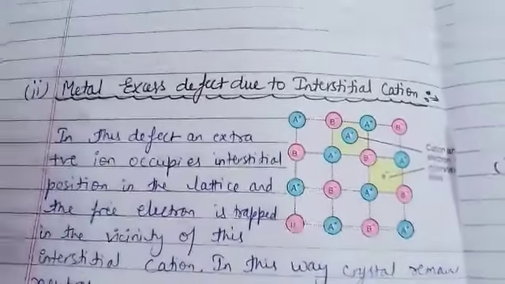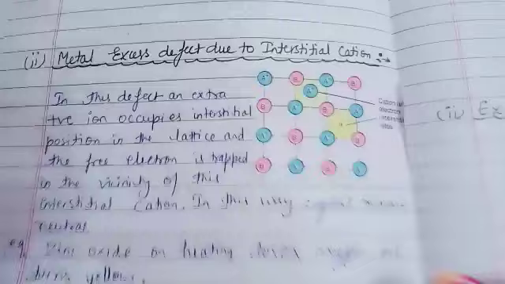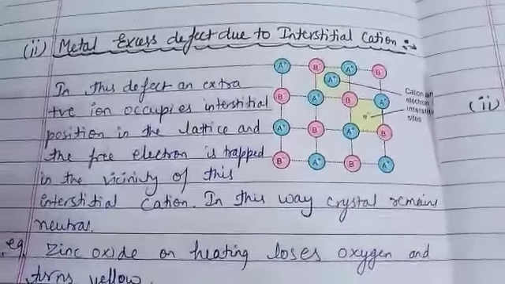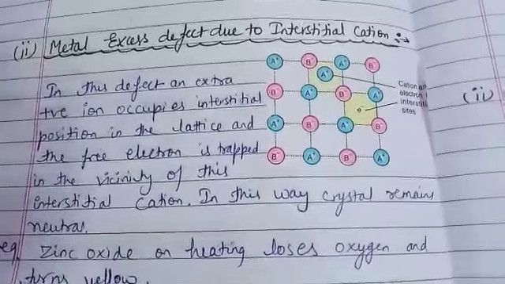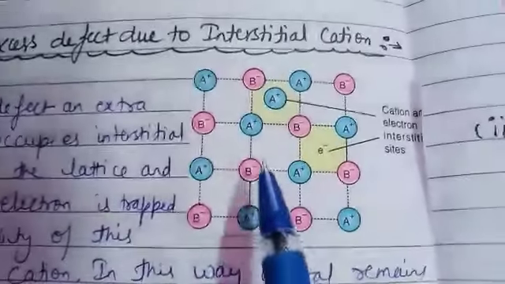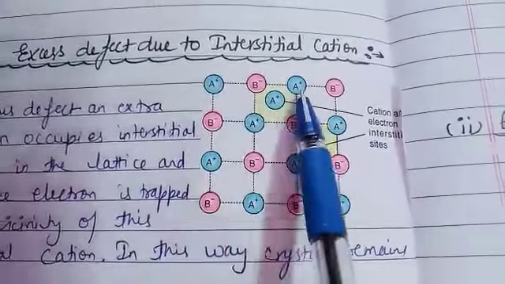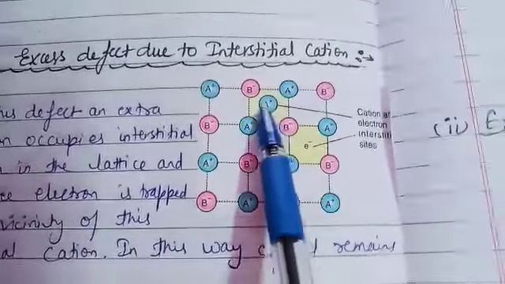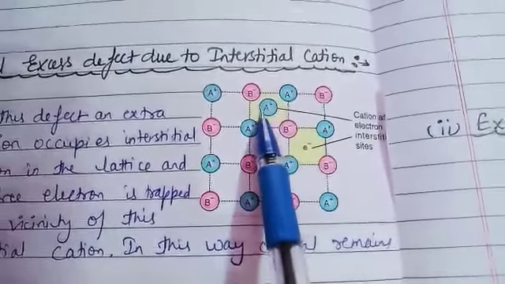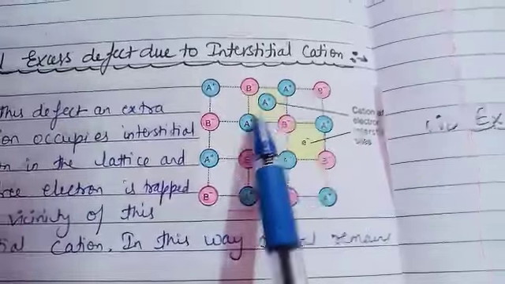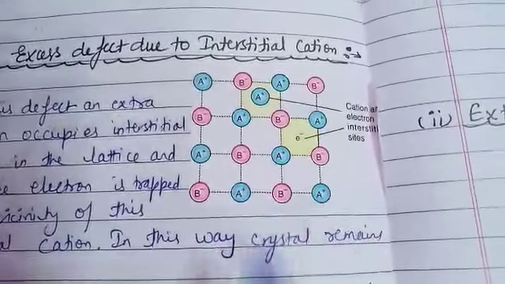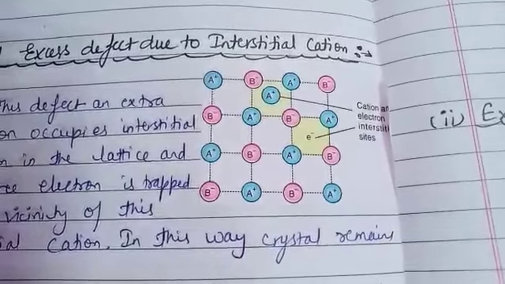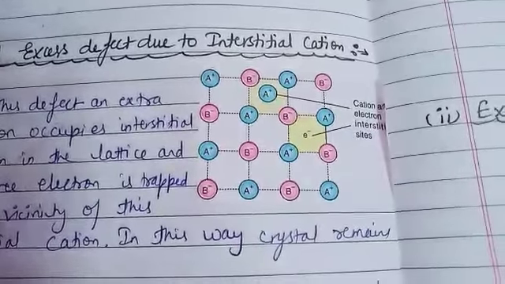Now the second is metal excess defect due to interstitial cation. Interstitial cation means that an extra cation goes to the unoccupied space. Now just see, again it is positive, negative, positive, negative, but one extra cation occupies an interstitial site, and because of that the number of positive ions increases. It means the cations are more in number. That's why this is a defect.